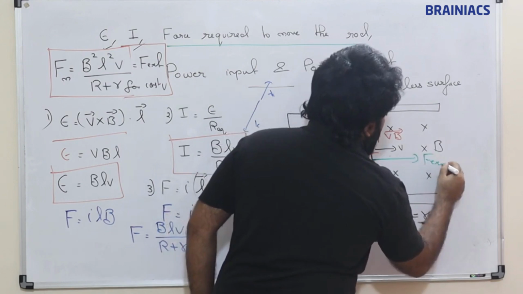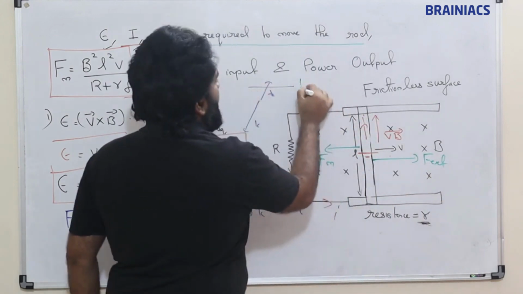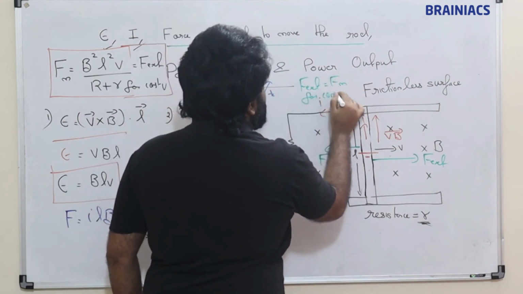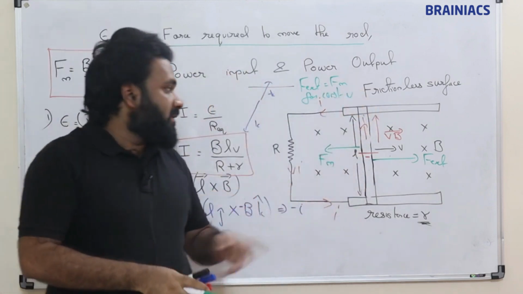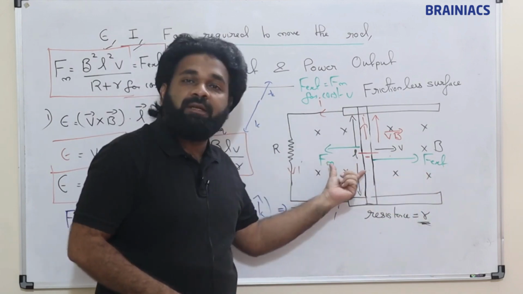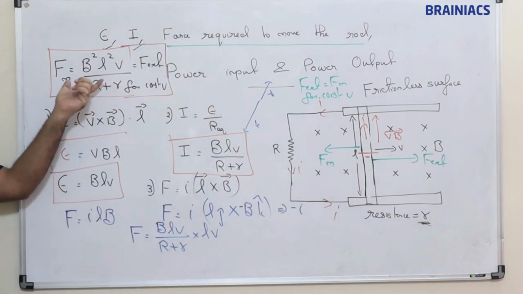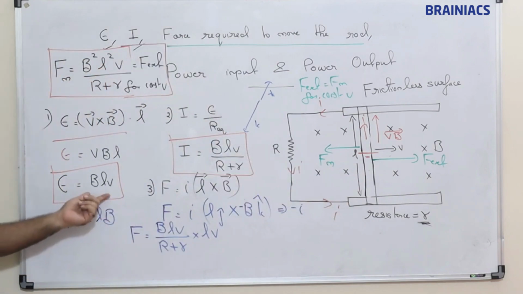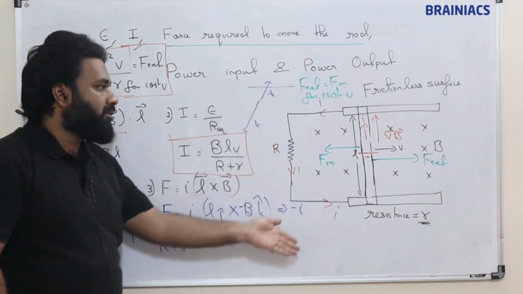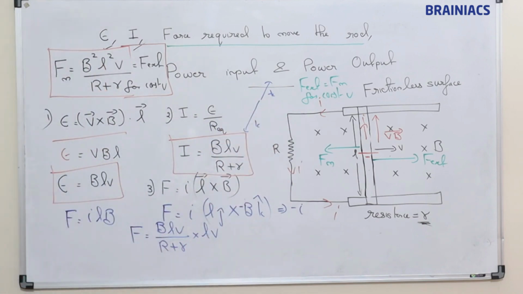So this external force must be equal to Fm. F external must be equal to Fm for constant velocity. For this rod to move with the constant velocity, we have to apply an external force equal to this magnetic force. So the magnetic force is B square L square V by R plus R, or simply BIL, or I into L cross B. Clear? So please note it down.